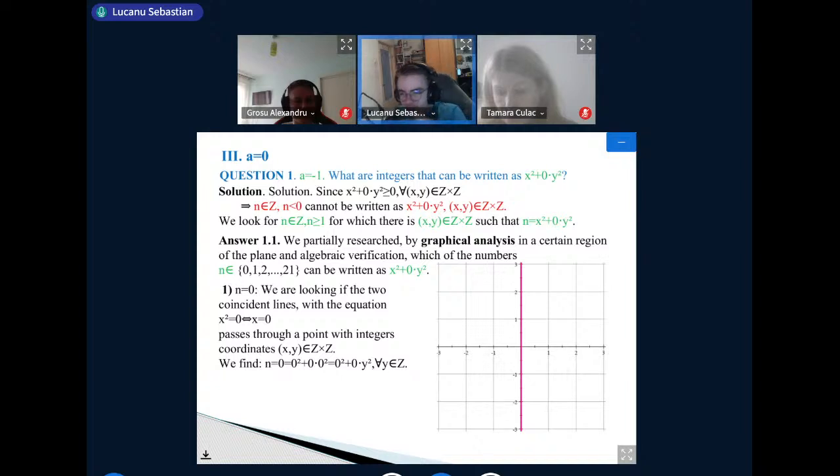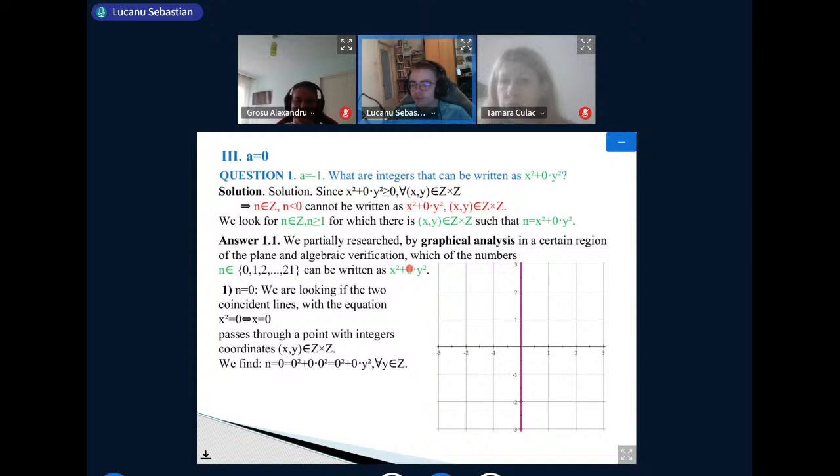So for our third case, when a equals 0, for a minus 1, what are the integers that can be written as x squared plus 0 times y squared? Since x squared plus 0 times y squared is bigger or equal to 0 for any x and y in Z, an integer n smaller than 0 cannot be written as x squared plus 0 times y squared, with x and y both integers. We look for an integer bigger or equal to 1 for which there are x and y integers such that n equals x squared plus 0 times y squared.